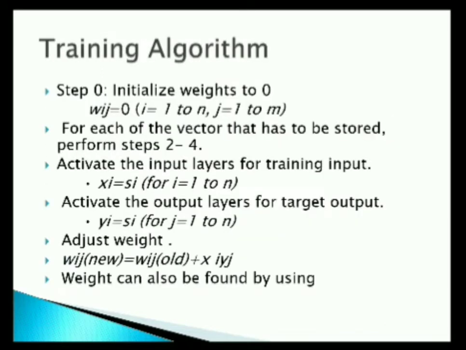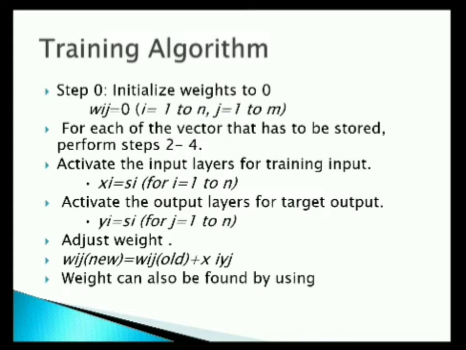Training algorithm. The first step is to initialize the weights to 0. For each of the vectors that has to be stored, we have to perform steps 2 to 4 repeatedly. Then activate the input layers for the training input. Then the output layer has to be activated. Then we have to adjust the weight connection between the inputs.